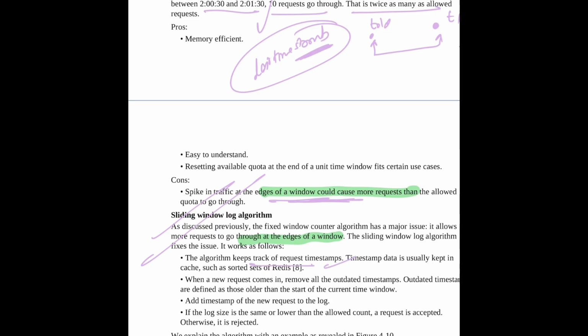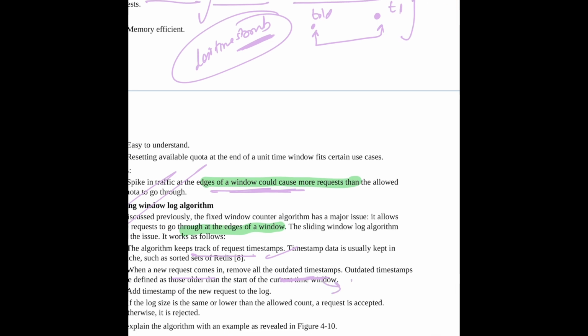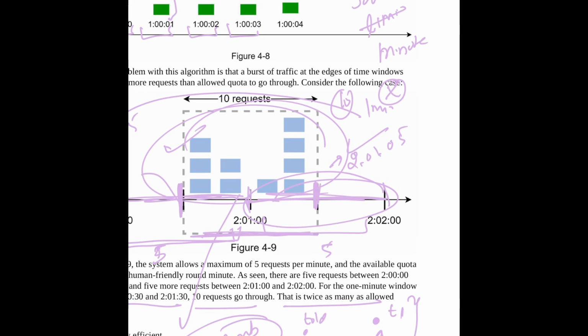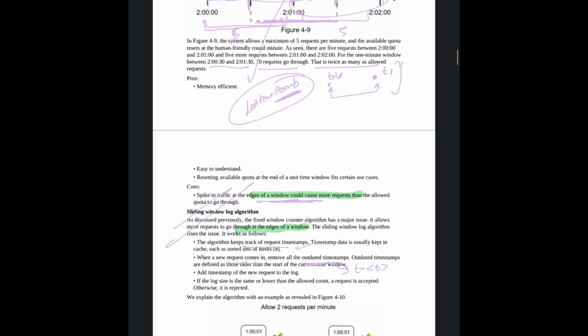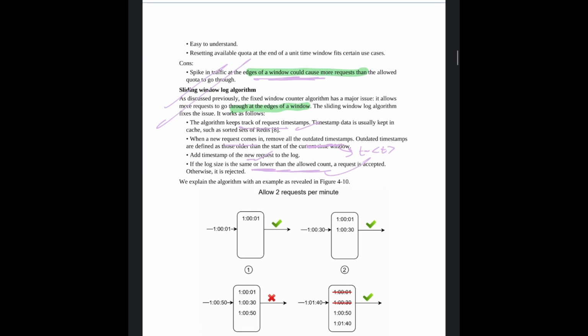The algorithm keeps track of the request timestamps. When a new request comes in, we remove the outdated timestamps. What is outdated? Anything older than T minus the timestamp window, because we only care about the timestamp window. As in the last example, the timestamp window was 1 minute, so I'm going to clear all the requests that came before 1 minute, because what I care about is how many requests came in just that 1 minute. For the new request, we add the timestamp to the log, and if the log size is the same or lower than the allowed count, we allow it to go through, else we drop it.